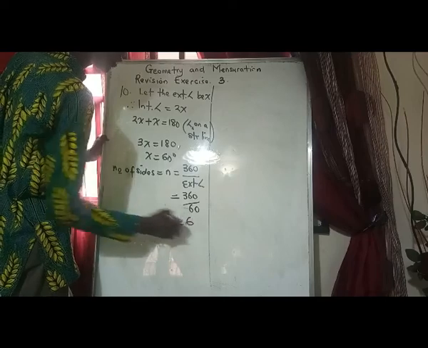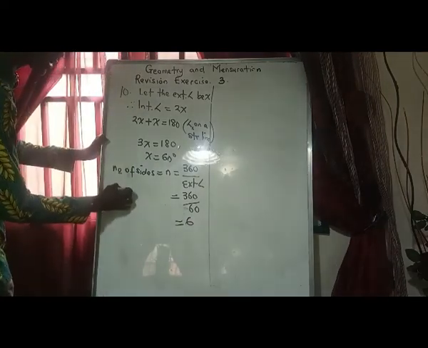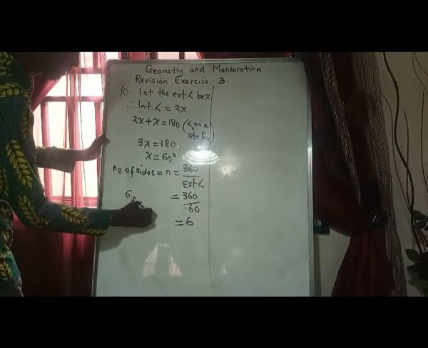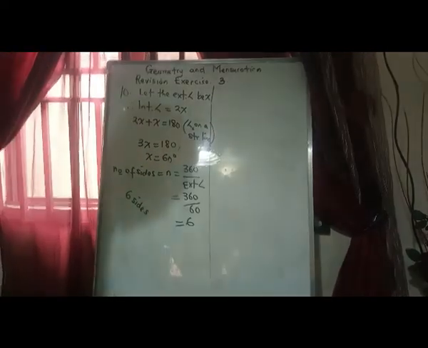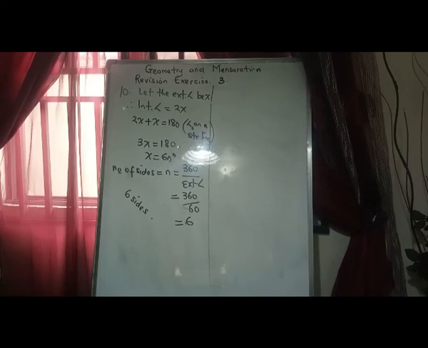Obviously this figure will be 6. So this polygon has 6 sides. So that takes care of question number 10. This figure will have 6 sides.